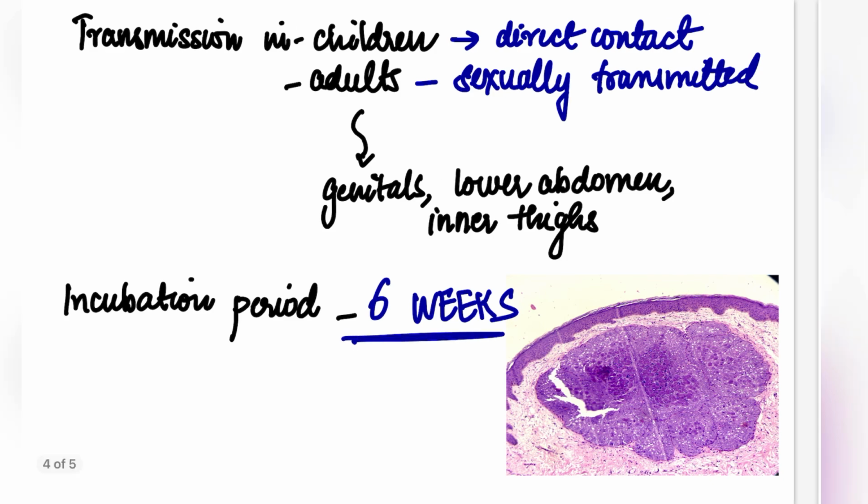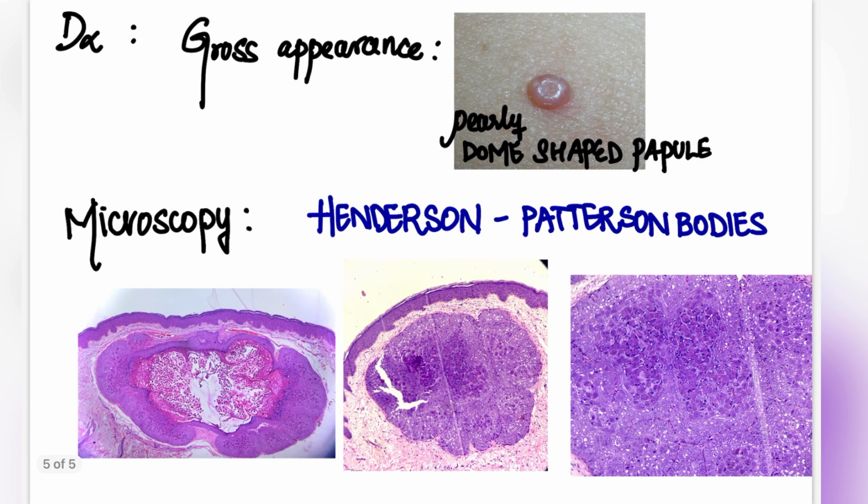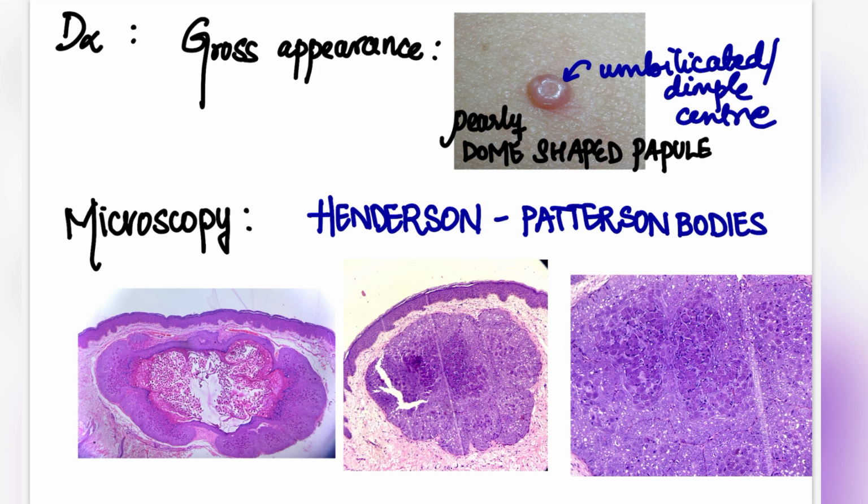Coming to the most important diagnostic aspect of this condition, which is the gross appearance and the microscopy. How does this image present to you? This condition presents with a pearly dome shaped papule with an umbilicated center, also known as a dimpled center. If you see here clearly, this is a dome shaped lesion with an umbilicated center, right? And that is how this image looks.